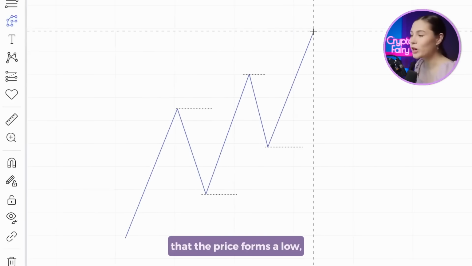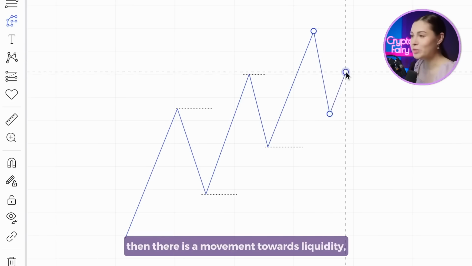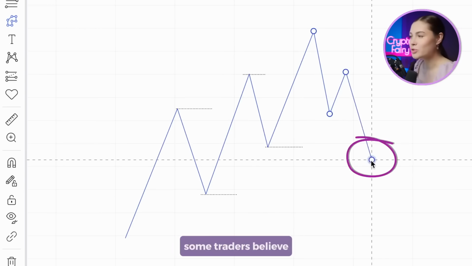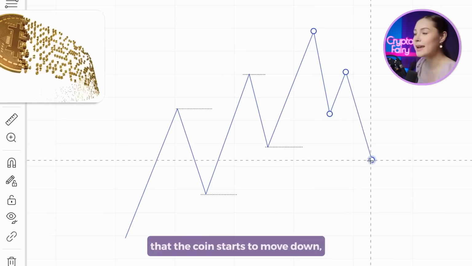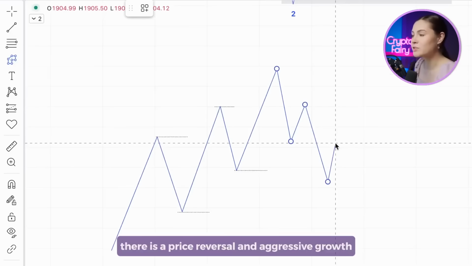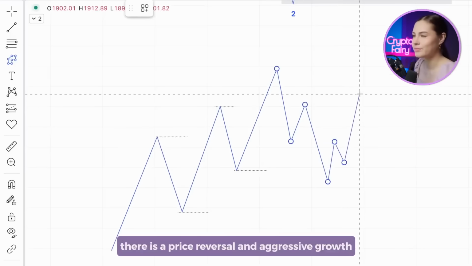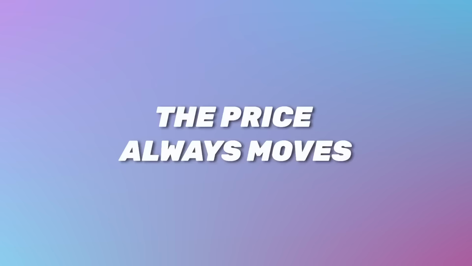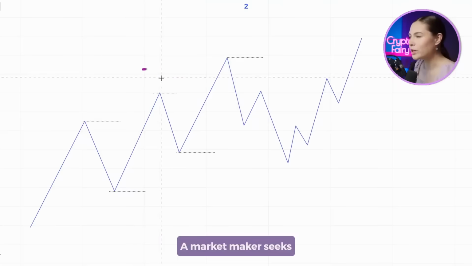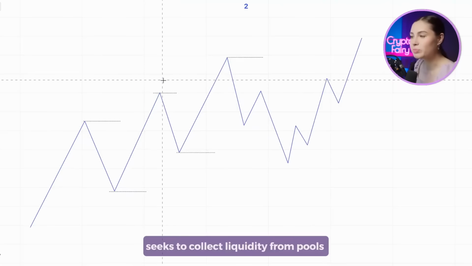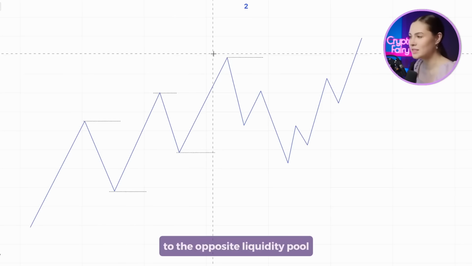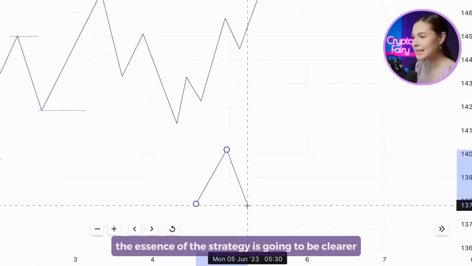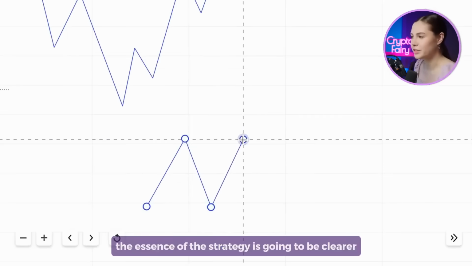It often happens that the price forms a low, then there is a movement towards liquidity, and the low is updated. At this point, some traders believe that the coin starts to move down, but after that, there is a price reversal and aggressive growth. That's the idea behind liquidity. The price always moves from liquidity to liquidity. A market maker seeks to collect liquidity from pools and deliver the price to the opposite liquidity pool, collecting traders' stop losses.